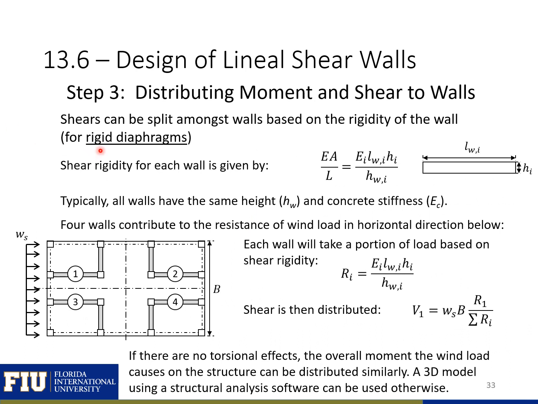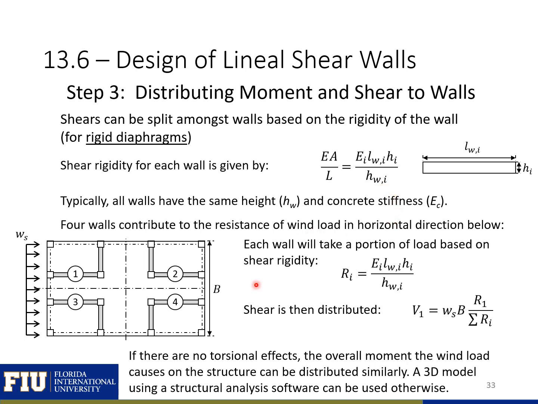If you have a rigid diaphragm, then the shear needs to be distributed amongst the walls based on the rigidity of the wall. The shear rigidity of the walls is given by this equation, EA over L, and we can plug in the specifics for our A, the length of the wall times the thickness of the wall, and our L, the height of the wall, H sub W. Typically all walls will have the same height and the same concrete stiffness, so you can eliminate some of these terms. I'll keep it in here just for completeness.